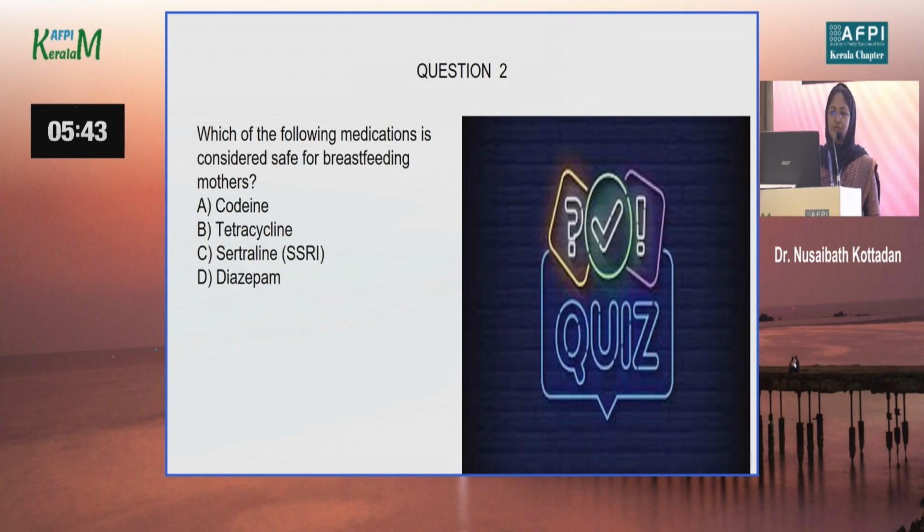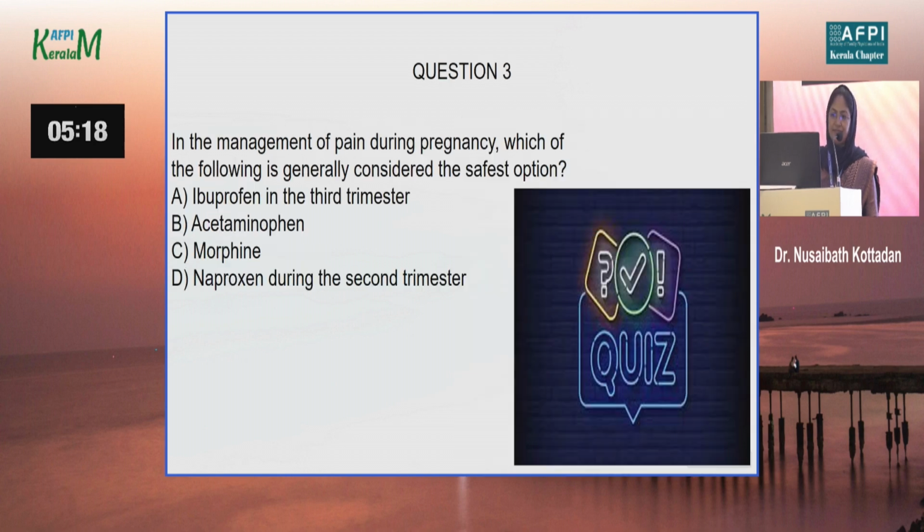Then question 2, which of the following medications is considered safe for breastfeeding mothers? Codeine is an opioid, tetracycline is an antibiotic, diazepam, benzodiazepine, sertraline, SSRI, which one is right? C, sertraline is safe during lactation. Other medications are not safe.